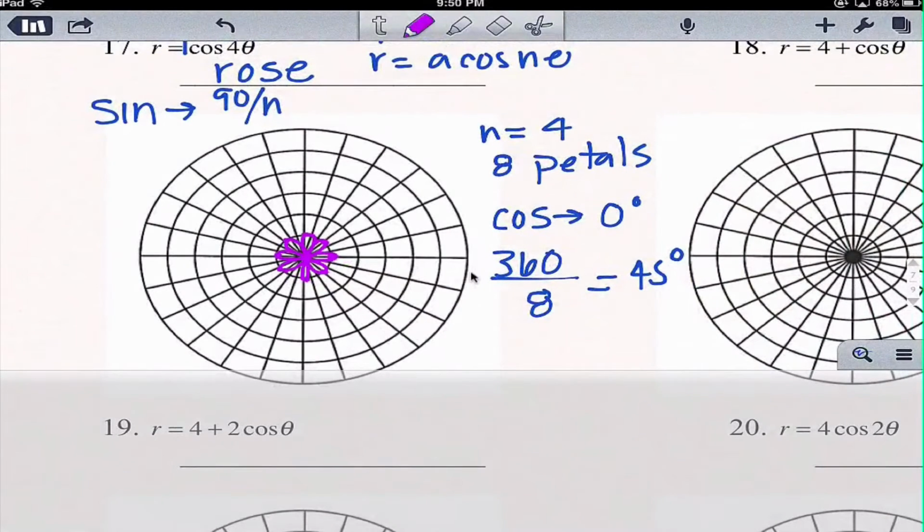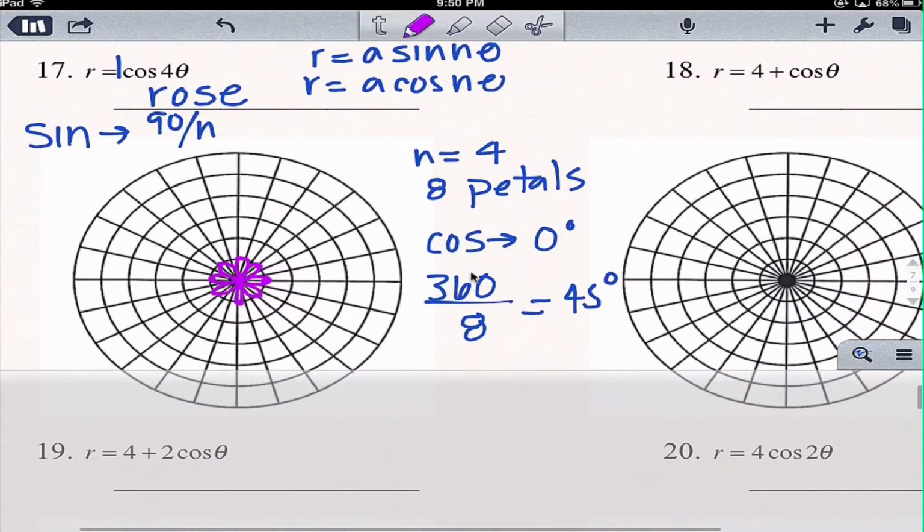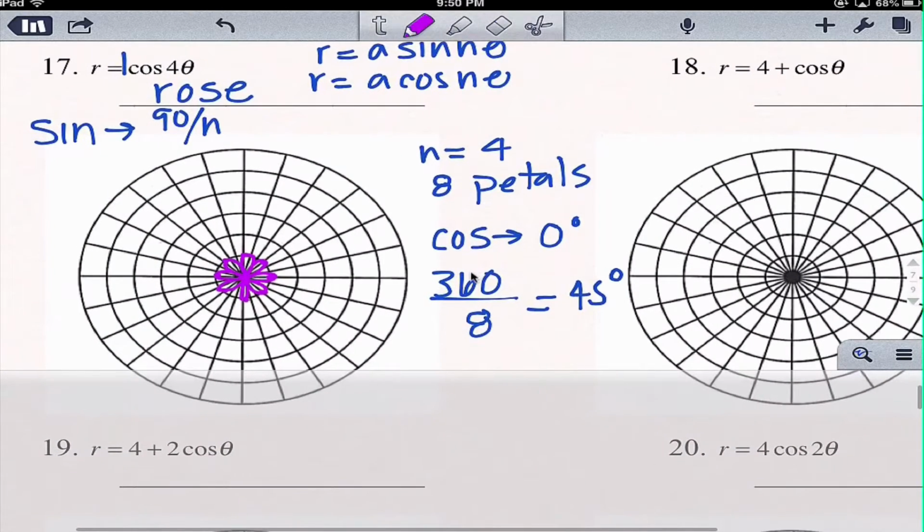The only difference if this had been sine is that our first petal would not have been at 0. We would have done 90 divided by 4, and our first petal would have been at 22.5 degrees. Now remember, you guys aren't graphing this by hand. It is a matching section, so you guys will be in good shape.